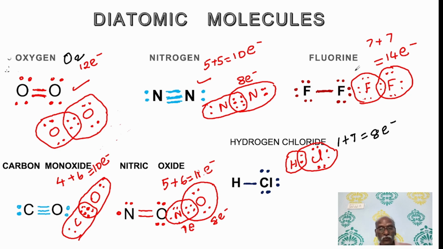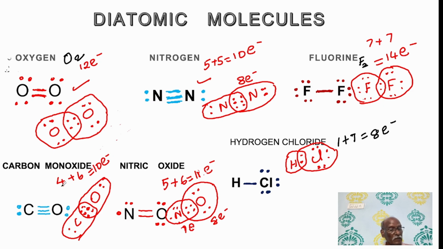Now another example, fluorine, F2. In F2, there are 7 plus 7, 14 electrons here. What do they do for this? Keep a pair of electrons between the 2 fluorine atoms, making a single covalent bond. And the remaining 12 electrons: 6 electrons, 3 pairs here, 3 pairs this side. This is how F dash F, F covalent bond F. This is the Lewis structure for the simple fluorine molecule. The next we have carbon monoxide, CO.